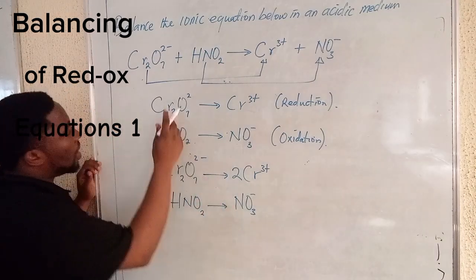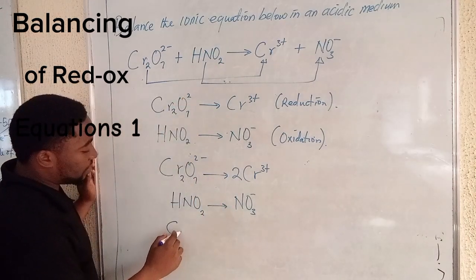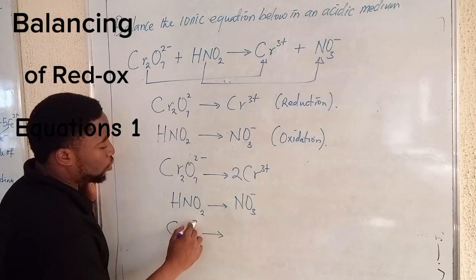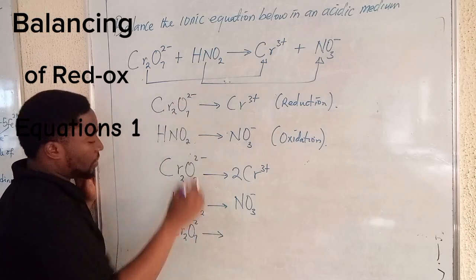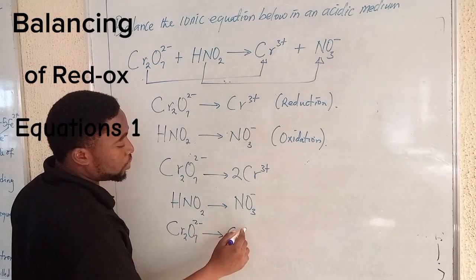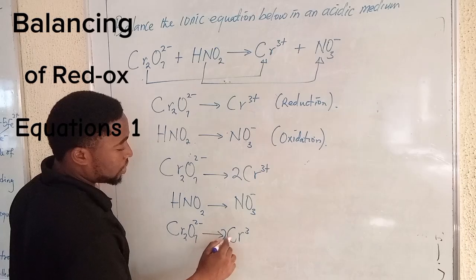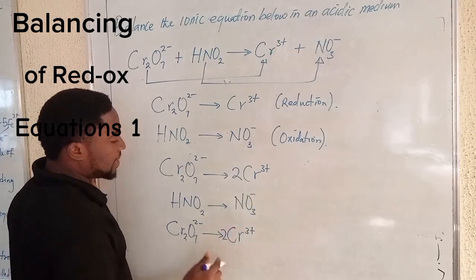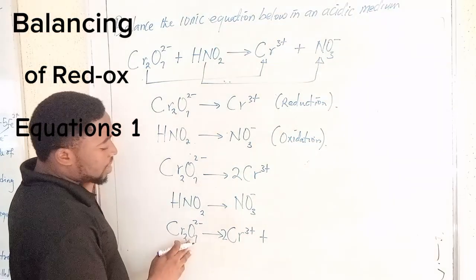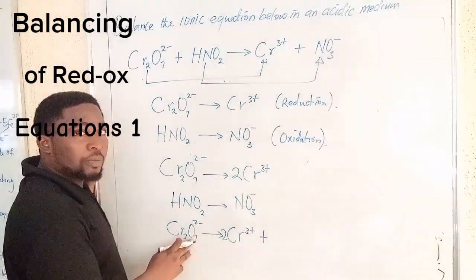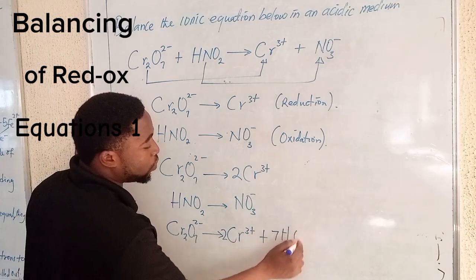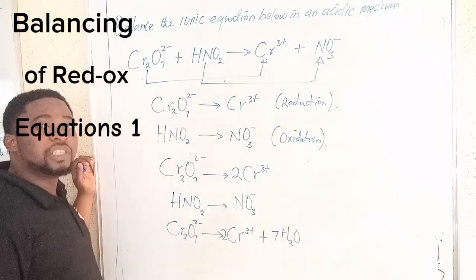So in equation 1 we have Cr2O7 2-, and it produces 2 Cr3+. That's this. Okay, so I'm expected to add water to this side. Now here we have 7 atoms of oxygen, so that will make me add 7 moles of water to balance oxygen in the equation.